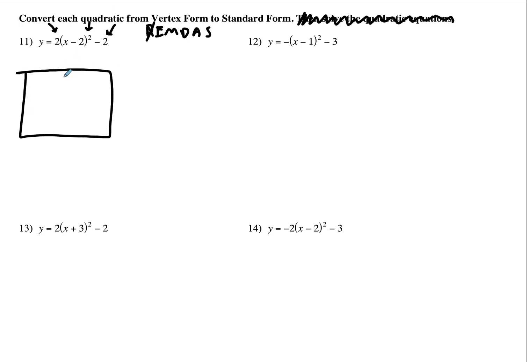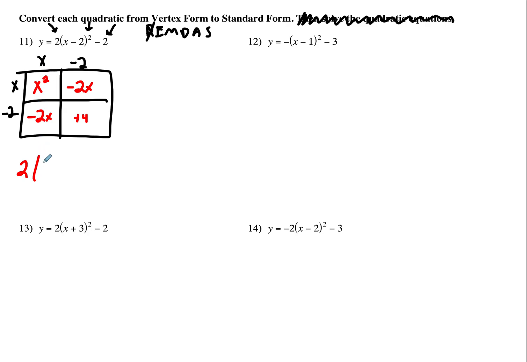Looking at 11, the first thing we're going to do is build out our box. So we're going to do x minus 2. This is x minus 2 squared. It's x minus 2 times x minus 2. So filling in the box, that's x squared minus 2x minus 2x plus 4. And then simplify.